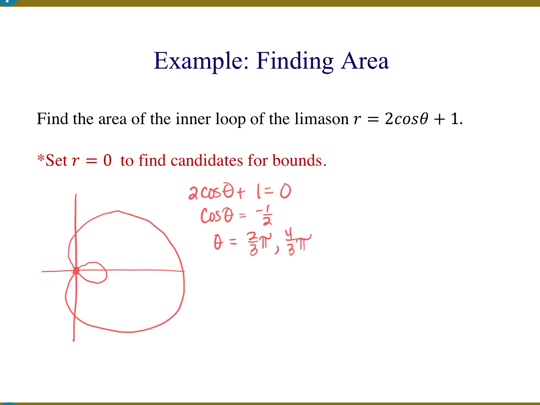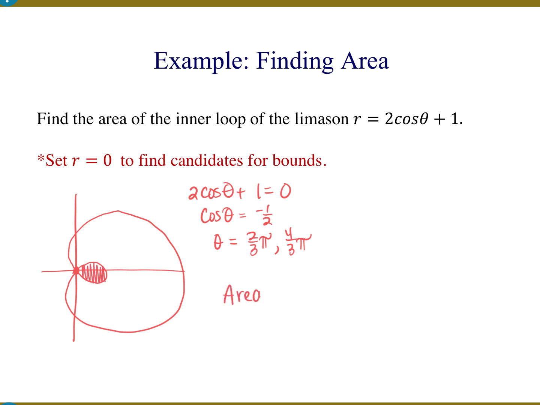Okay, try shrinking your window, your bounds, to those values. Okay, so 2 pi thirds and 4 pi thirds. Did that just give you the little inner loop? And that's what we want. So we want this inner loop. Okay, so now we know our bounds.